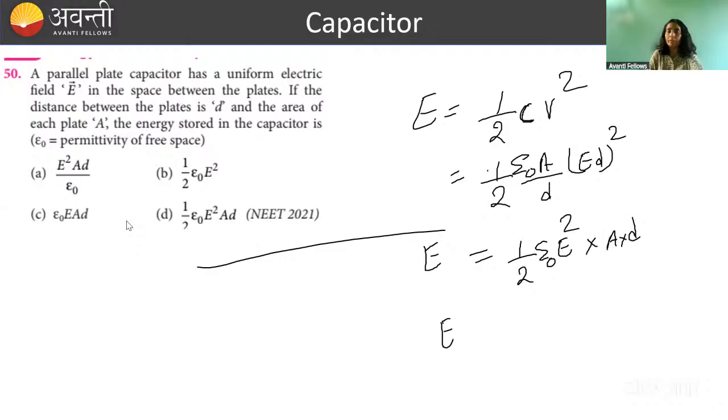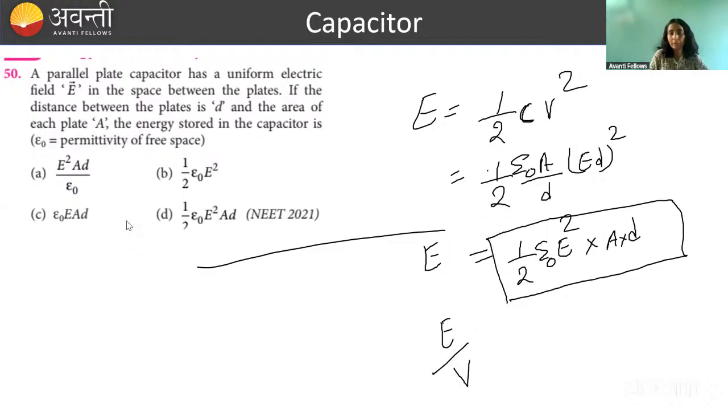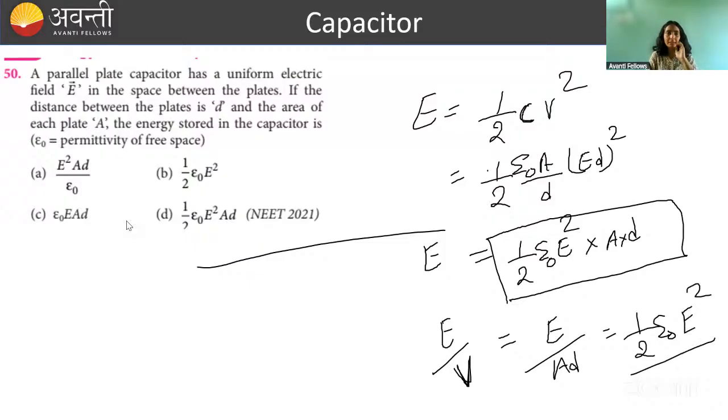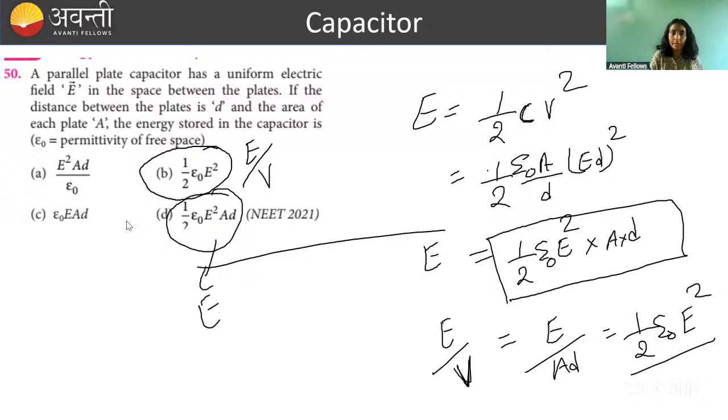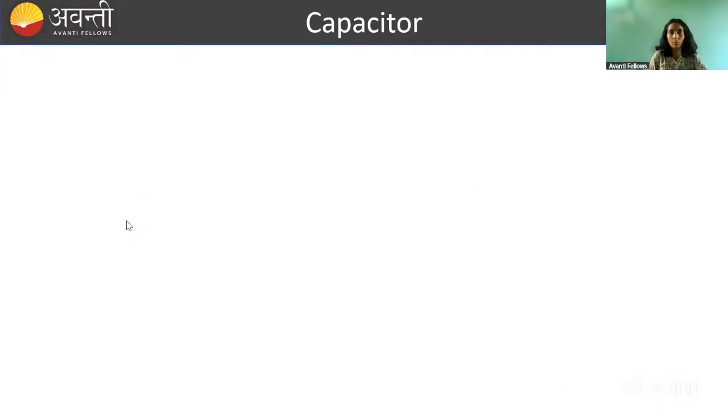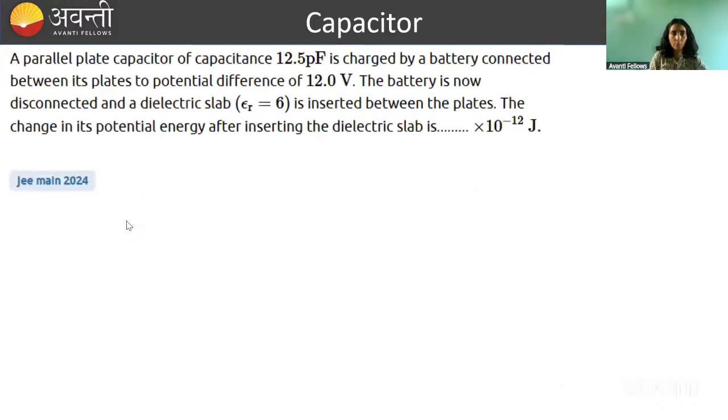Here we are asked the energy stored on the capacitor, so we need to write this. If we were asked energy stored per unit volume, then that will become E by AD, and this is equal to half epsilon naught E squared. So you should not get mistaken. This is your energy stored per unit volume, and this is your total energy stored, not per unit volume. Okay? Let's now do this question.